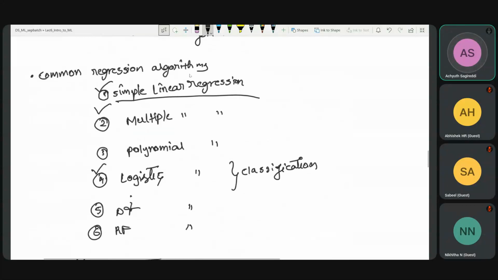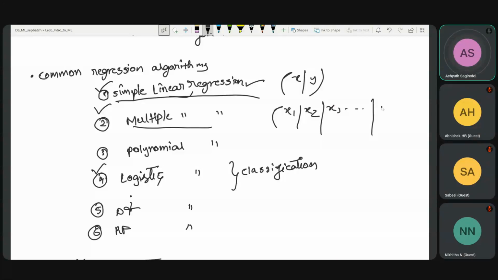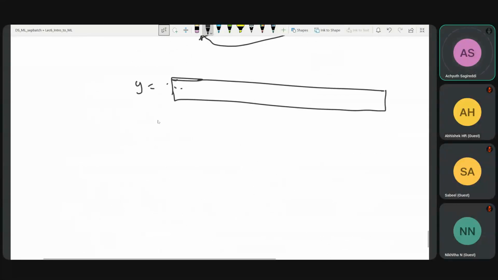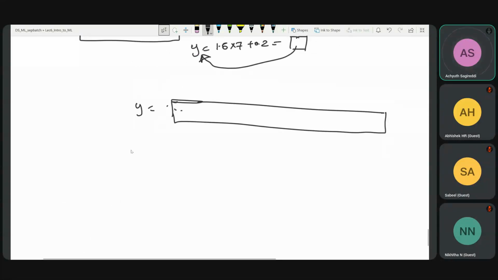So the common regression algorithms are simple linear regression, which we have seen, right? And multiple linear regression. Simple linear regression will take only one x and one y, right? In multiple linear regression, we'll have x1, x2, x3 and so on, and one y, right? So here, what is the use of simple linear regression?